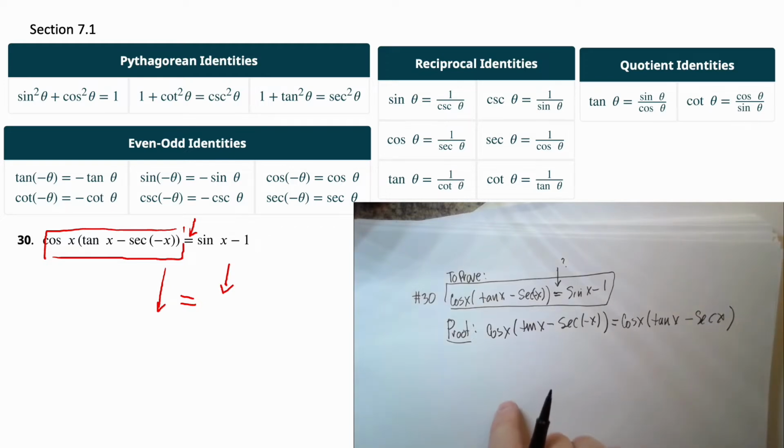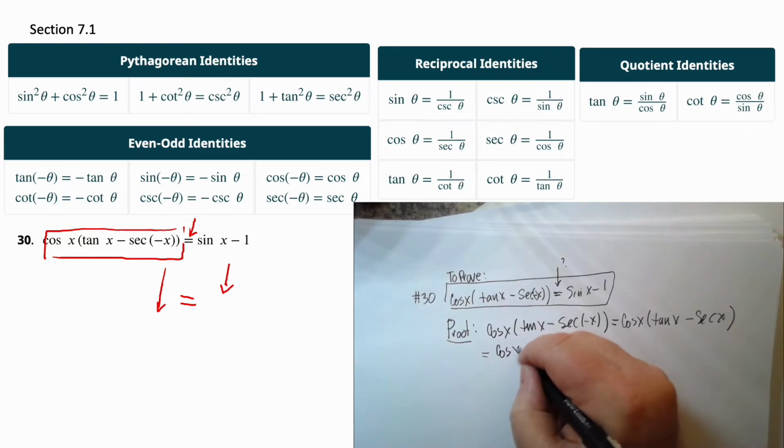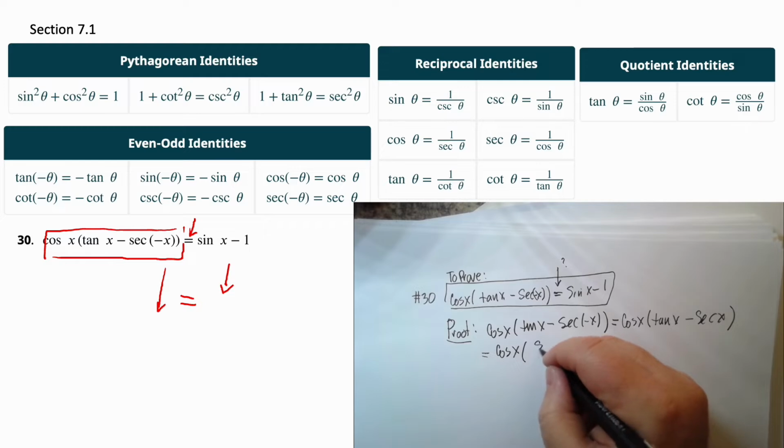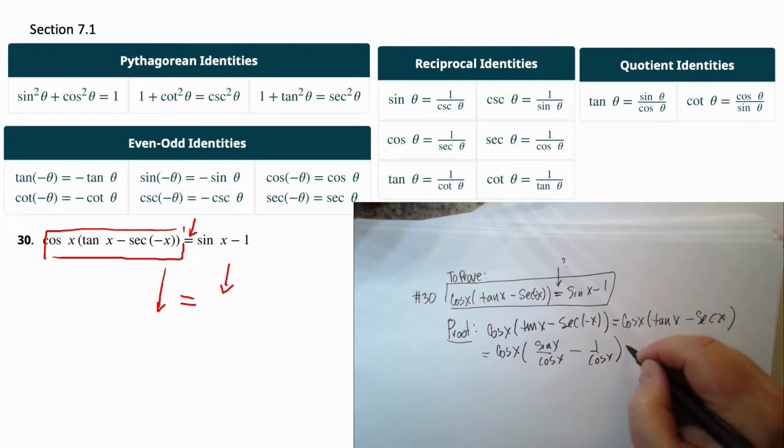Now what I'm going to do is use the reciprocal or quotient identities. So put in what tangent actually is, right? Another way to write tangent is sine over cosine. Another way to write secant is 1 over cosine. So I'm going to write cosine x times sine x over cosine x minus 1 over cosine x equals.